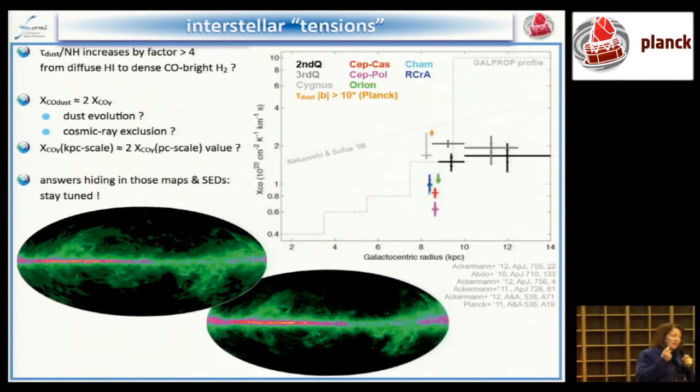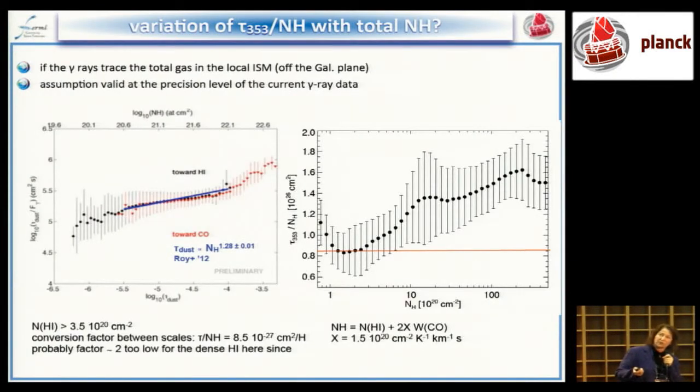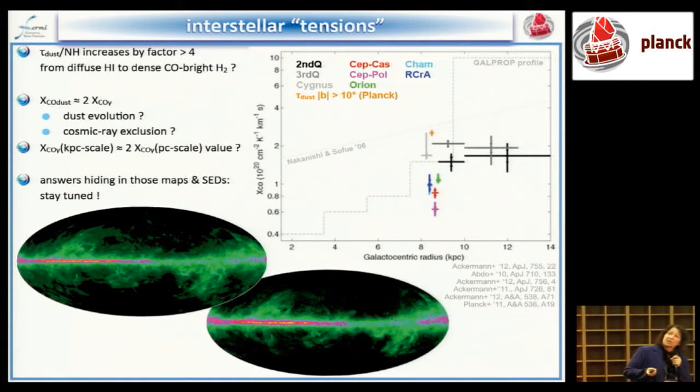So that stresses points, tensions is the fashionable word nowadays. So that stresses tensions that we had before, namely the CO to H2 conversion factor, because if you look at this curve, you see that there's a rise in the H1, but there's also a steeper rise when you get into the molecular clouds, the dense molecular clouds. And so what it tells you is that if you derive the X ratio, the CO to H2 conversion factor, with the dust or with the gamma rays or other means, you have a discrepancy. And that discrepancy was visible here.